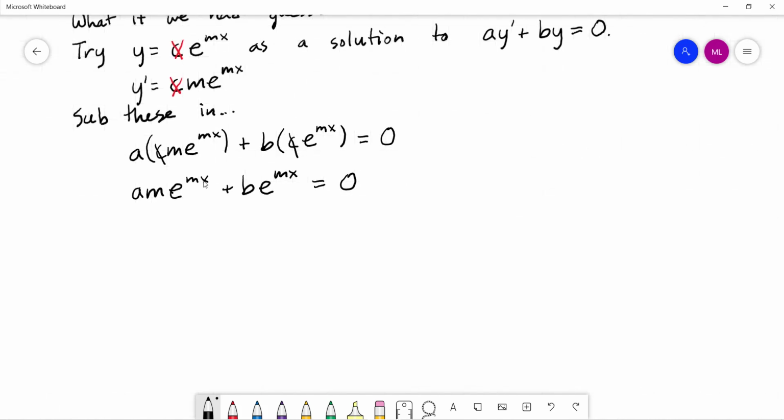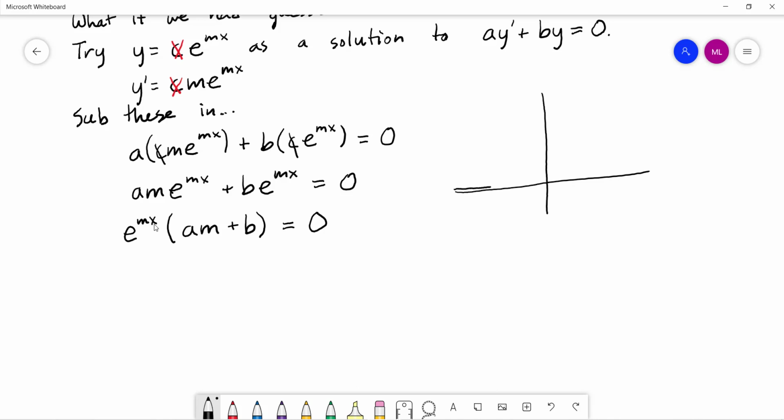So let's keep cleaning it up. I can factor out this exponential, e to the mx, and what's left is a times m plus b equals 0. So if this is equal to 0, this product of this exponential and this binomial term in parentheses, that means that one of the two has to be equal to 0. And the exponential can't be 0 because by their very nature, exponentials are always non-zero. If you think of the graph of e to the mx, regardless of the value of m that you pick, it's going to look something like this. Or potentially, something like this if it's negative.